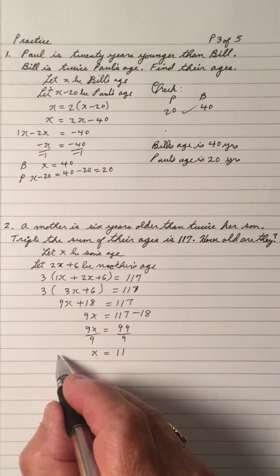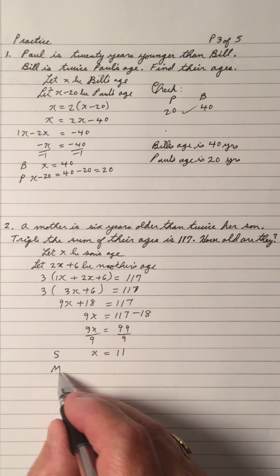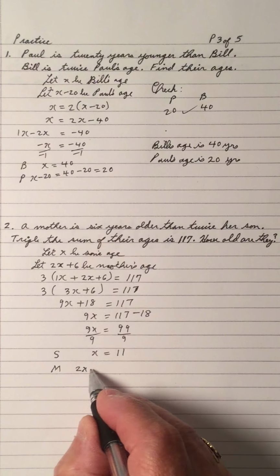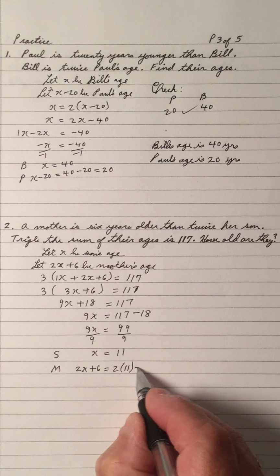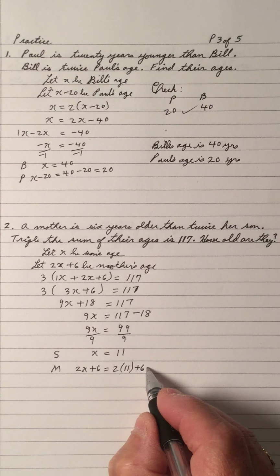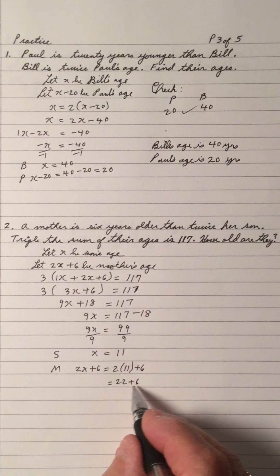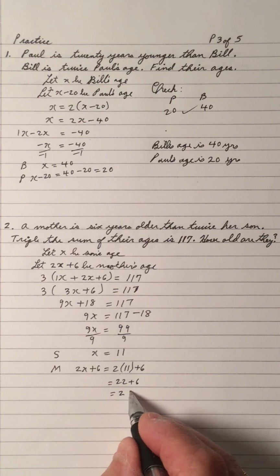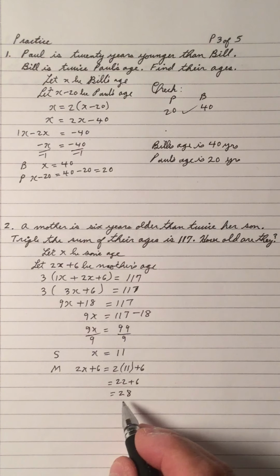And so that's the son. Put S for son. So the mother, I'm going to call M, is 2x plus 6. So it's 2 times 11 plus 6. And that gives 22 plus 6, because you multiply before you add. And that gives me 28 for the mother. So the son's age is 11, the mother's age is 28.